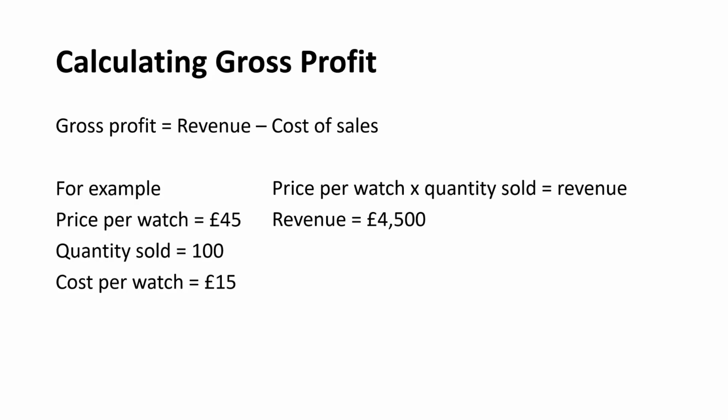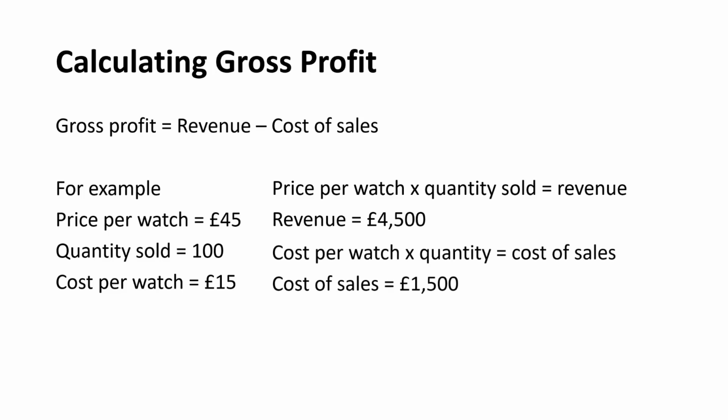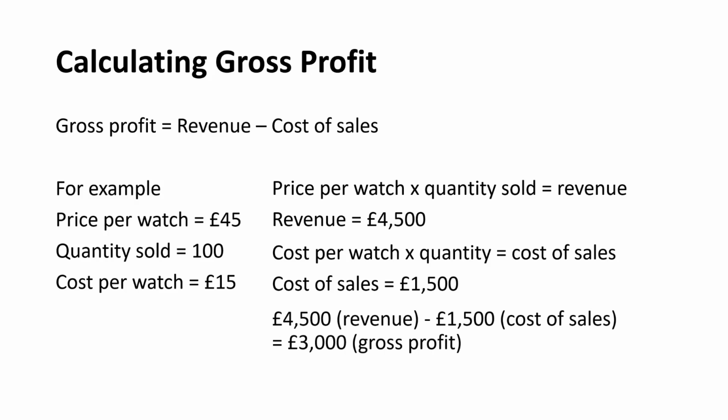So we would do price per watch times quantity sold equals revenue. So the revenue would be £4,500. Cost per watch times quantity equals the cost of sales. Cost of sales would equal £1,500. And then we would have our £4,500 figure being our revenue, minus our £1,500 figure being our cost of sales, giving us a gross profit of £3,000.